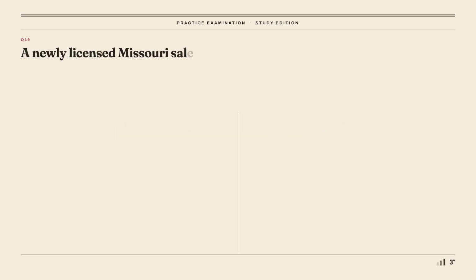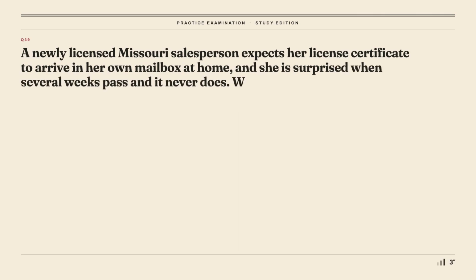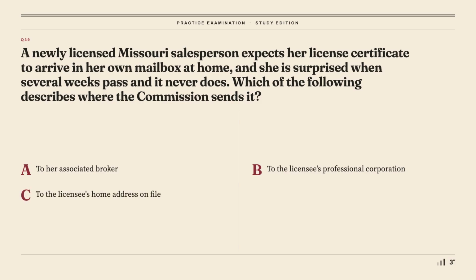Question 39. A newly licensed Missouri salesperson expects her license certificate to arrive in her own mailbox at home, and she's surprised when several weeks pass and it never does. Which of the following describes where the Commission sends it? Your options are: A. To her associated broker, B. To the licensee's professional corporation, C. To the licensee's home address on file, D. To the school that certified her coursework. Don't overthink it. Which one feels right?